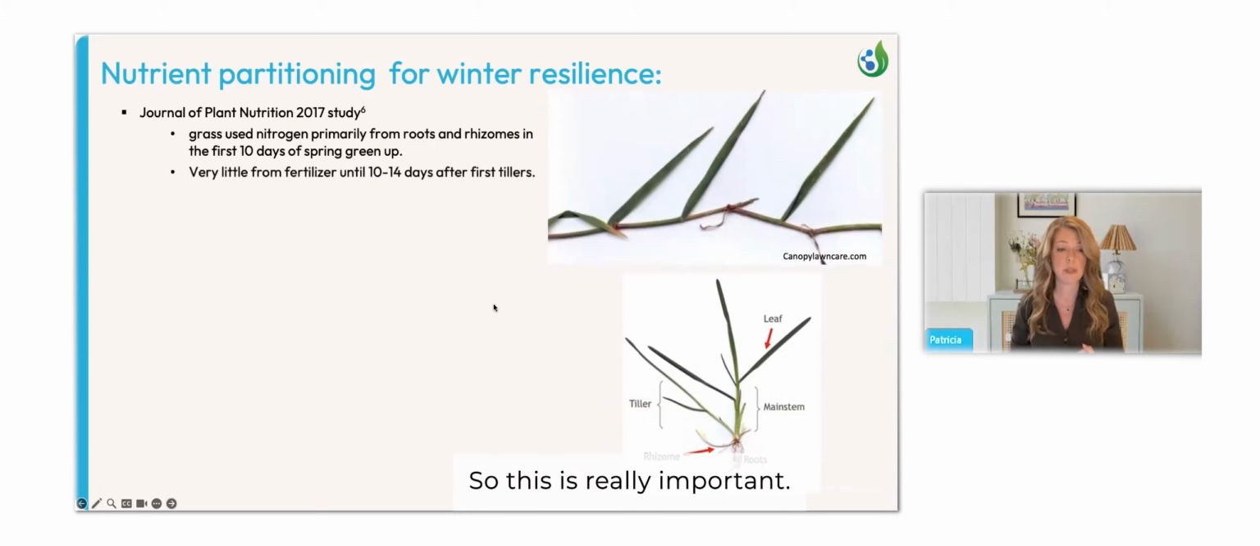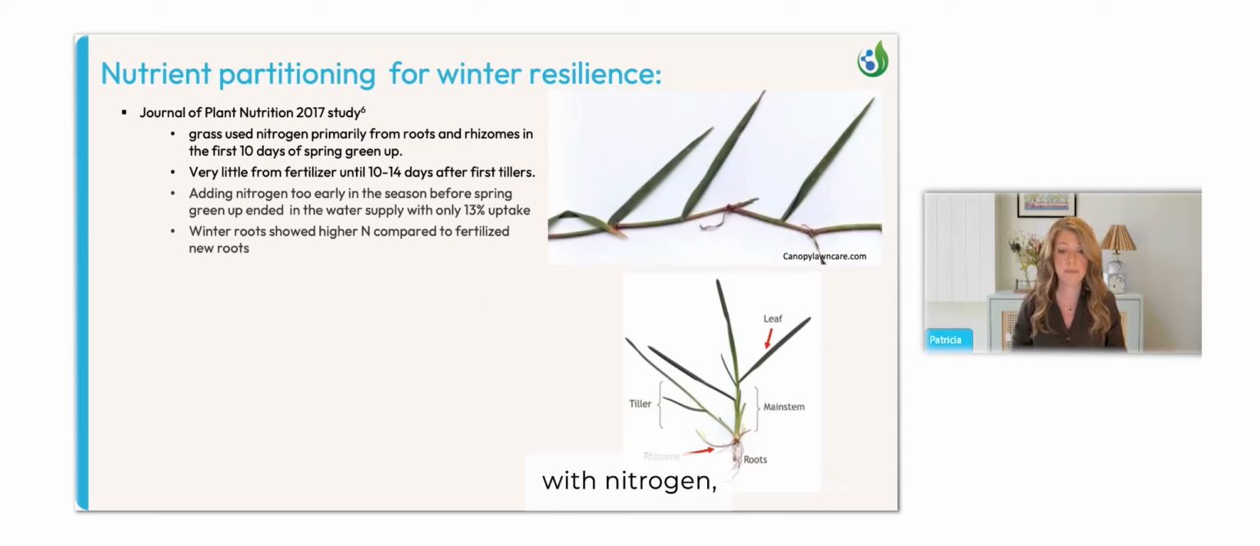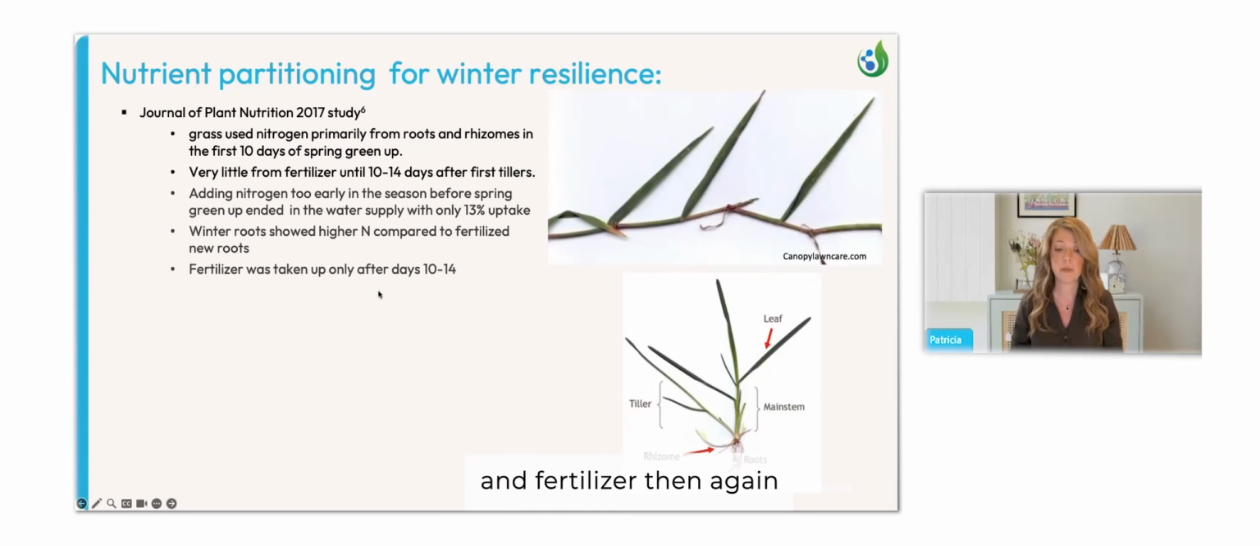So this is really important. There was very little uptake by roots or by the tillers and the stolons from fertilizer until about day 10 to 14 after the first tillers. So adding nitrogen too early in the season before spring green-up, in this case, ended in the water supply with only about a 13% uptake. And what they did is they compared winter roots to the growing roots that were fertilized with nitrogen, and they showed that the winter roots had a much higher nitrogen concentration compared to the fertilized new roots. And fertilizer then, again, was only taken up around day 10 to 14.